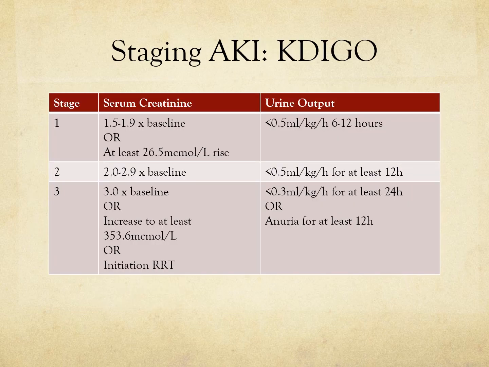Staging of AKI, the most commonly used staging system is the KDIGO classification, which classes AKI from stages 1 to 3. And again, this is useful when seeing a referral that's in renal failure to classify how severe their AKI is. Once on the critical care, once established in renal failure, we tend less to refer to these stages and more to look at trends in the creatinine, monitor the urine output, and monitor for any indications for commencing renal replacement therapy.